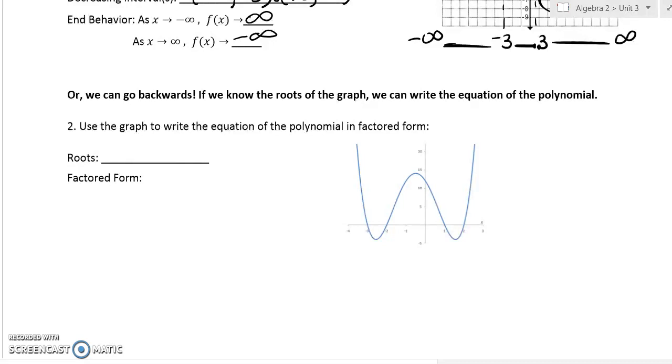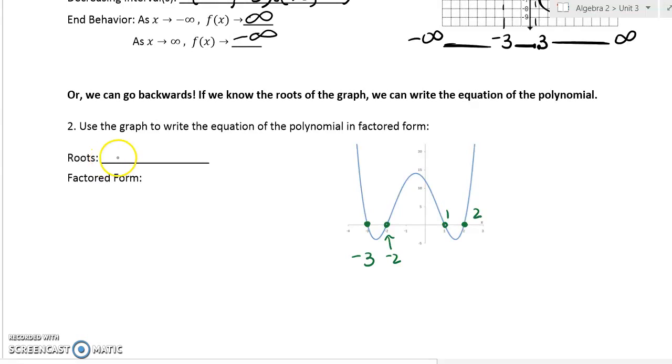It says use the graph to write the equation of the polynomial in factored form. So what we're going to do is we're going to figure out what the zeros are and use those zeros to help us out. So here is one of the zeros. That looks like that is at negative 3. We have another 0 at negative 2. We have another one at 1 and the last one at 2. So it looks like it's degree 4. So here are the roots.